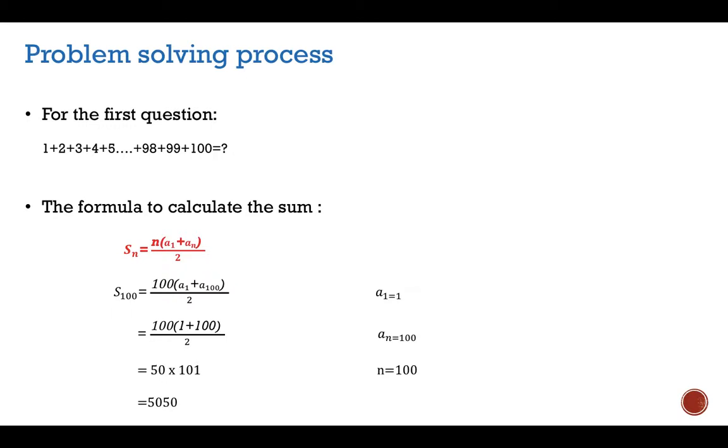Let's return to the beginning question of Gauss. How do we add 1 to 100 fast like him? We can use the summation formula. The summation is n times the first term plus the nth term, over 2. In this question, the first term is 1, the last term is 100, and n is 100. Then we can use this formula to get the answer, which is 5050.